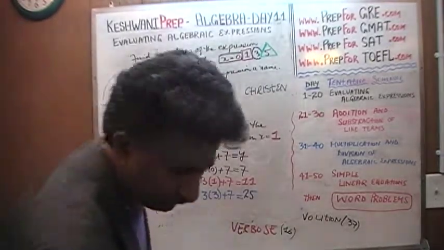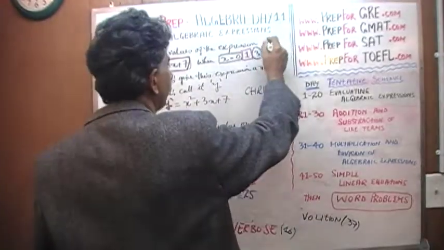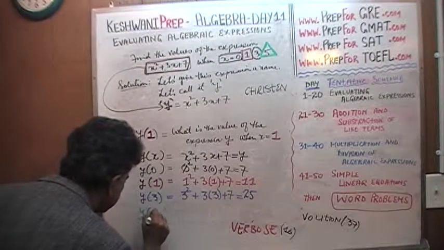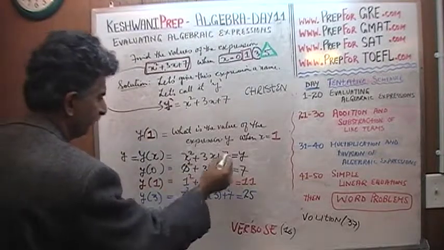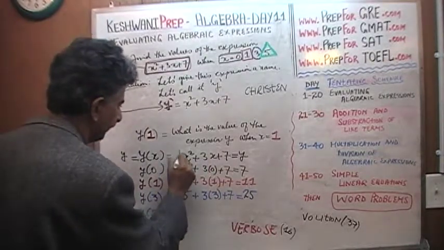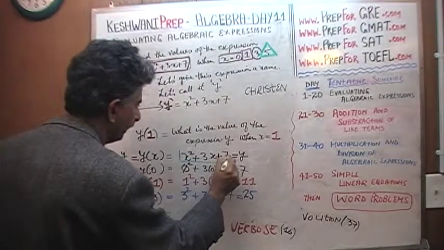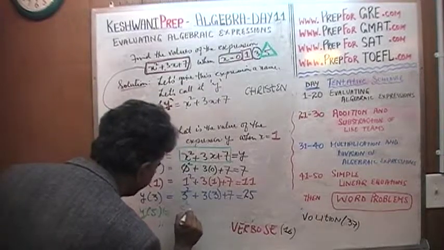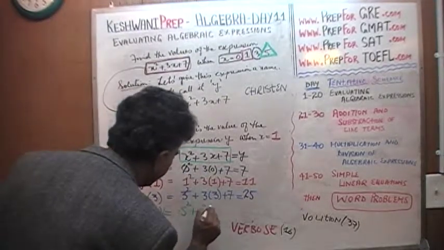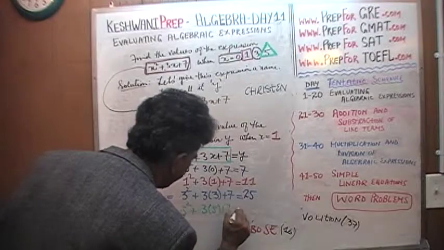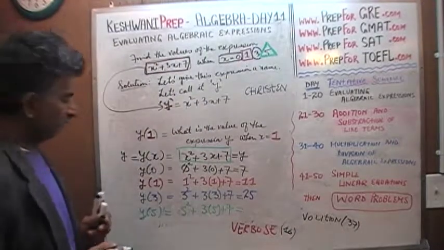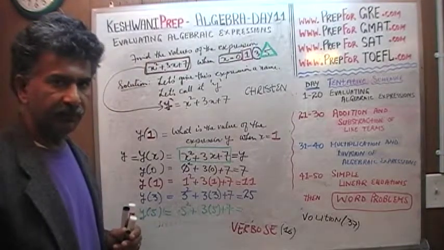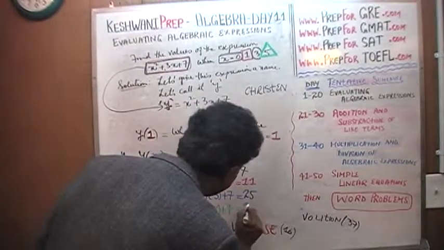Finally, we have to find the y of 5 right here. So now we go to this expression, we replace x by 5, this expression is what we are evaluating. So x squared will be 5 squared plus 3 times 5 plus 7. 5 squared is 25, 3 times 5 is 15, 25 plus 15 is 40, so it's 47.